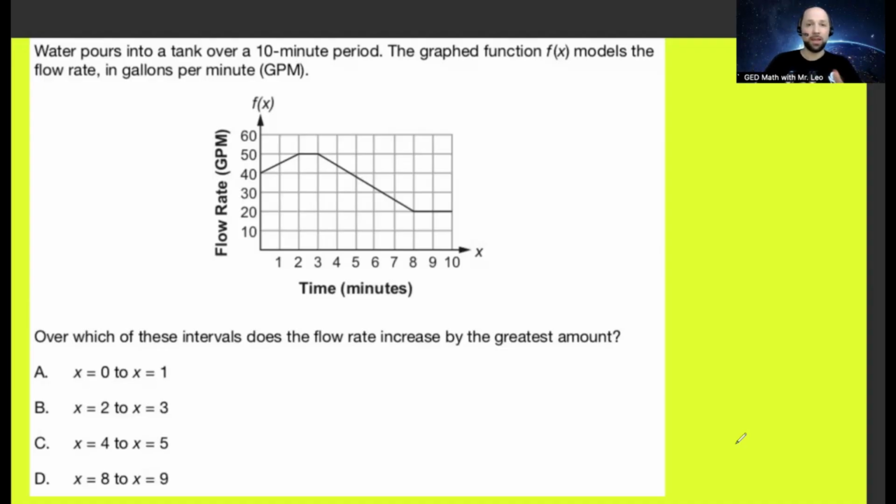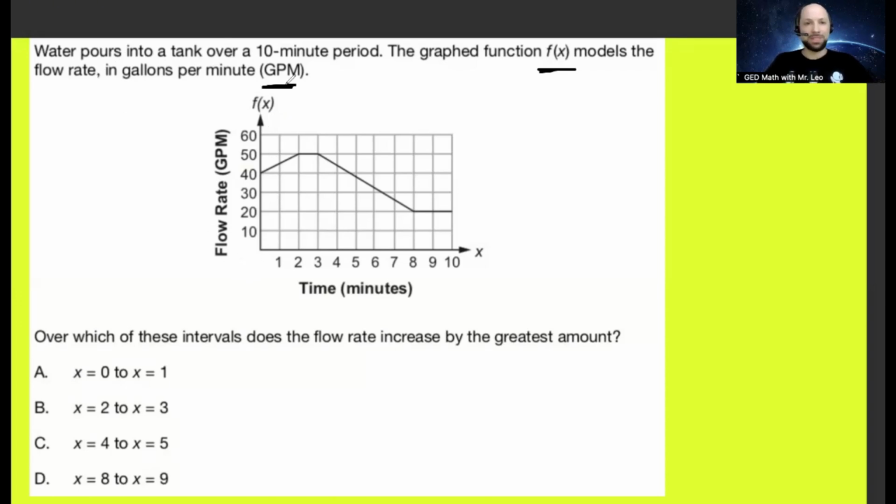Water pours into a tank over a 10-minute period. The graphed function f of x models the flow rate in gallons per minute, GPM. All right, we've got some vocabulary, f of x. For right now, you don't need to worry about that too much. What that's doing is describing this overall graph, as well as giving some names to the output of the graph. But let's just look at the picture here.